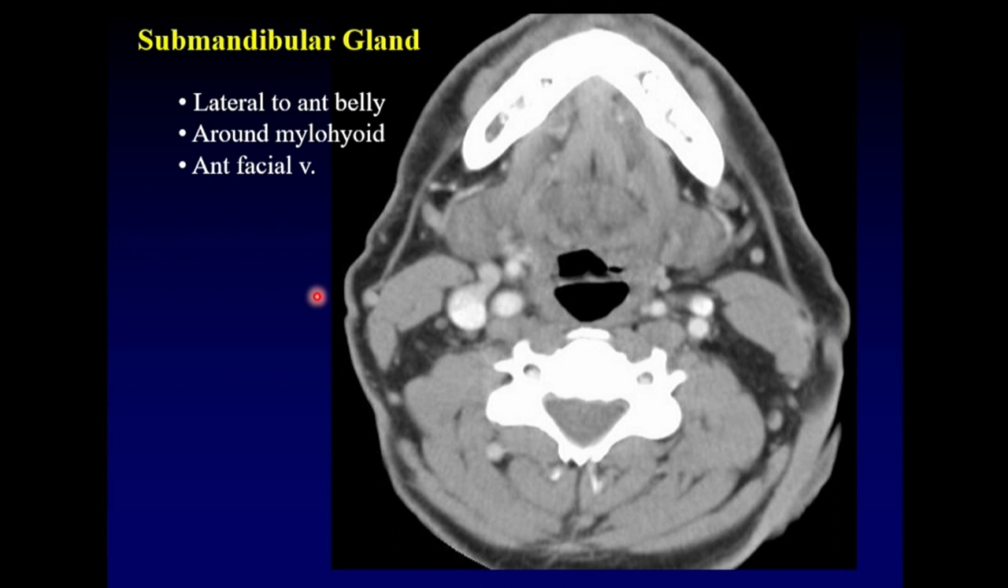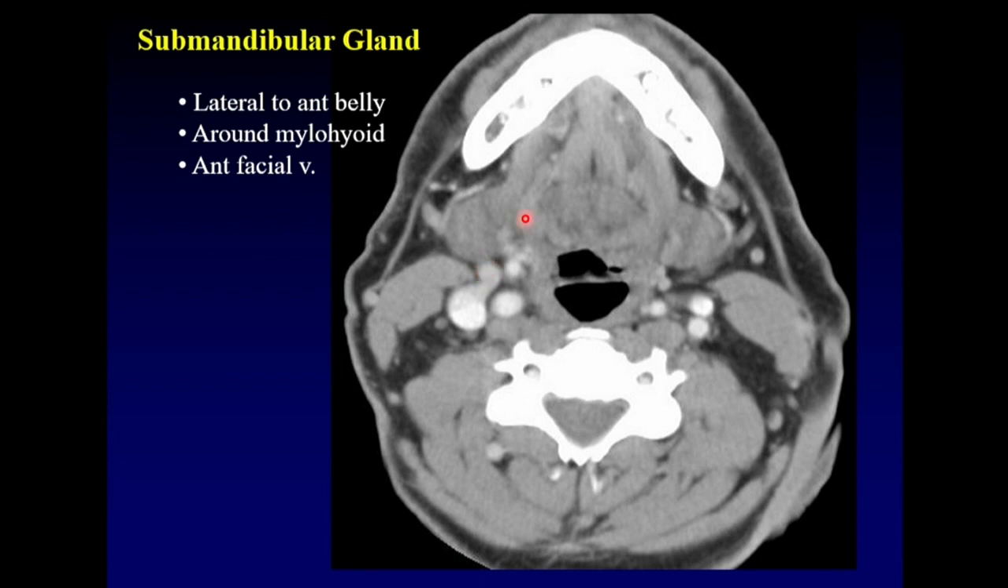Now, the submandibular glands, they live in the submandibular triangle, lateral to the anterior belly of the digastric muscle. But remember that there is a small part of the submandibular gland that loops up and around the back of the mylohyoid muscle and thus comes into the floor of mouth. So we think of the submandibular gland as living in the submandibular triangle, and most of it does, but there's a small lip coming around the back that we must remember, and a communication between the floor of mouth and the submandibular triangle along where the submandibular gland runs.